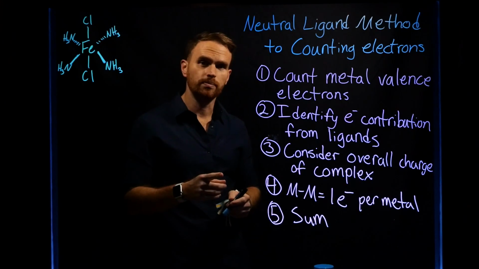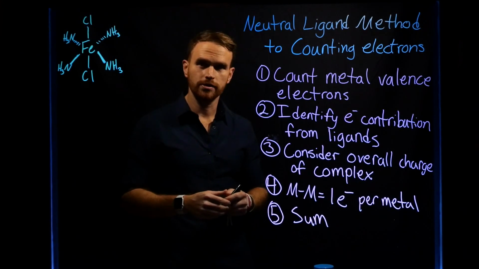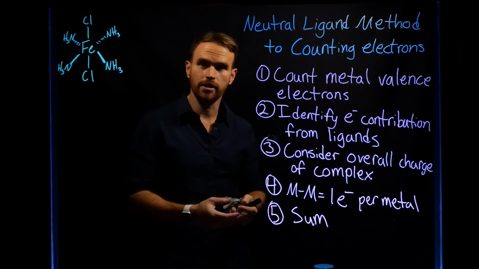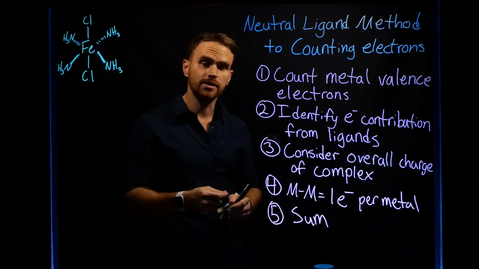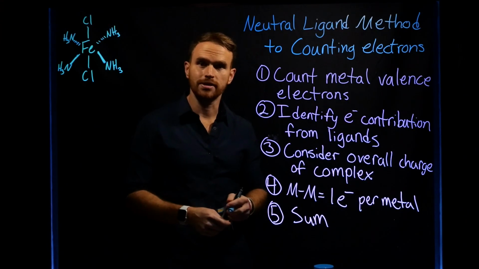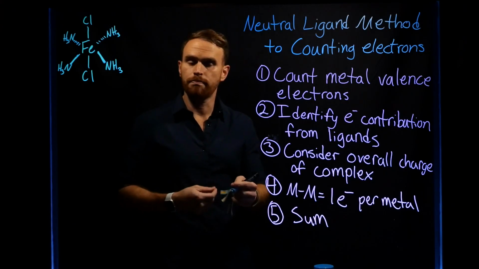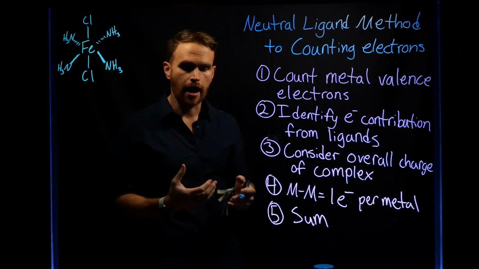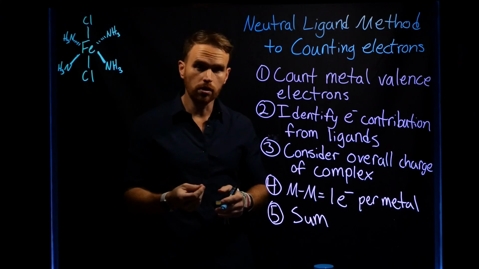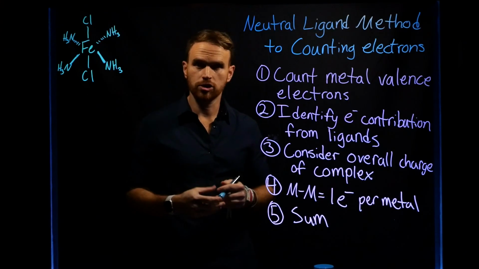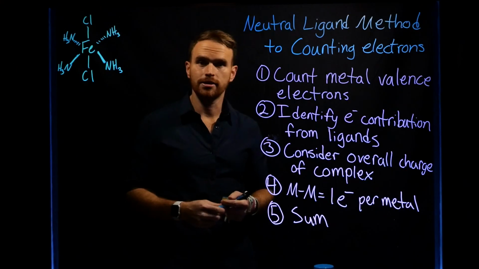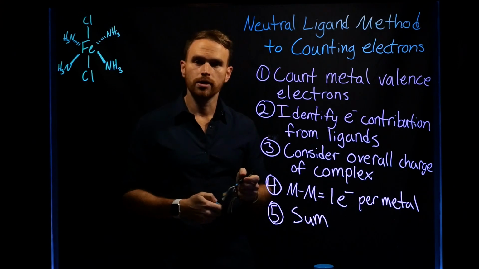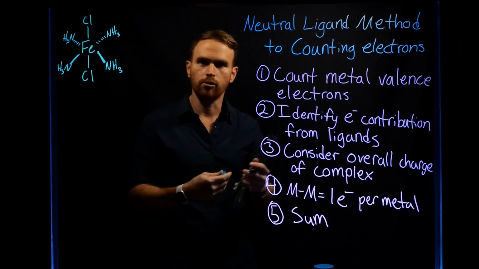Step 1 is going to be to count the metal valence electrons. So, for example, titanium has 4 valence electrons, cobalt has 9 valence electrons. The second step will be to identify the electron contribution that comes from the ligands. Now, there are basically 3 different ways that we can consider this. Ligands can have sites that can contribute 2 electrons to the transition metal, 1 electron, or even in some cases 0 electrons. When we consider these different types, we'll call this X and L type ligands.